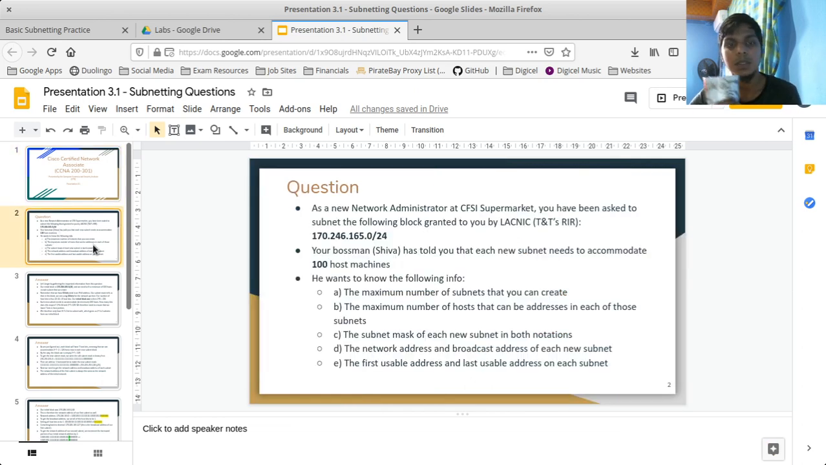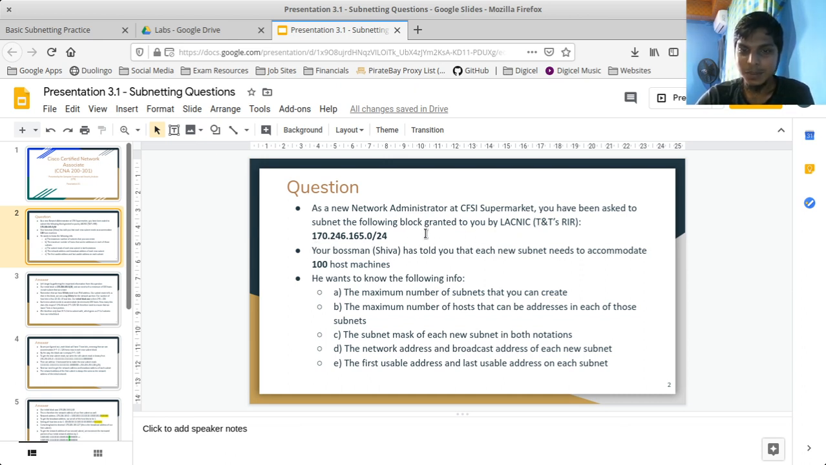Right, so let's see. This is the made-up question here. As a new network administrator at CFSI supermarket, you have been asked to subnet the following block granted to you by LACNIC, which is Trinidad and Tobago's regional internet registry. So basically they have all of our public IPv4 address space. They have the addresses that can get you onto the internet, and they are the ones who assign it out.